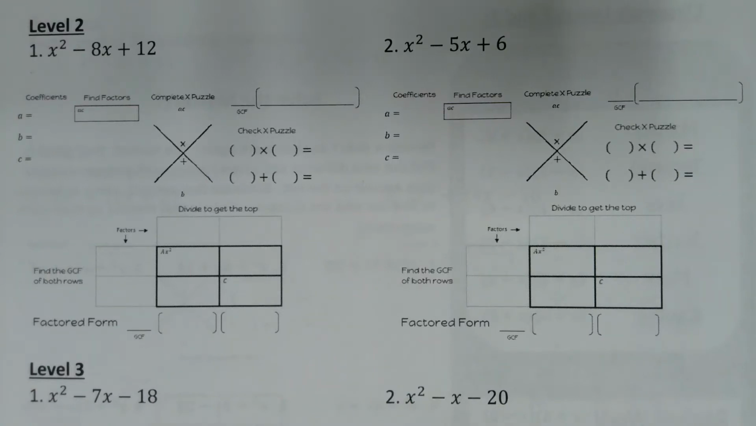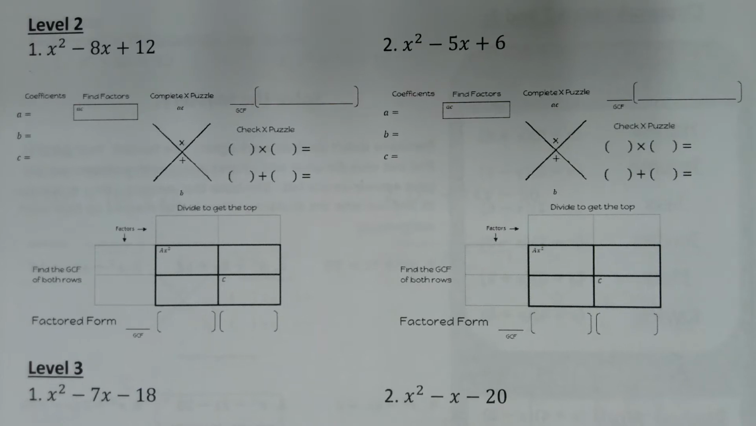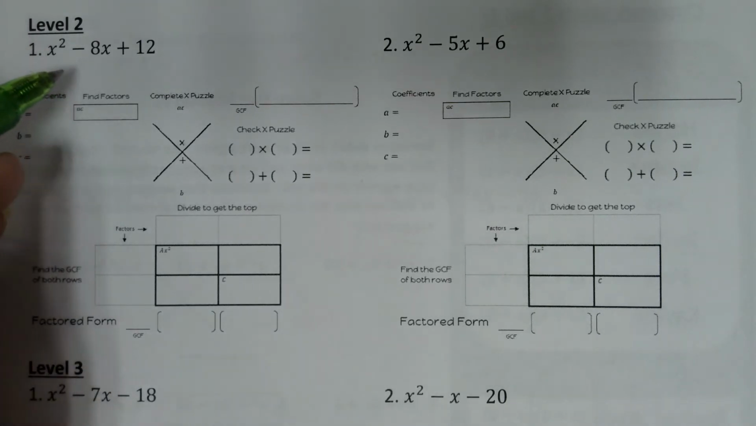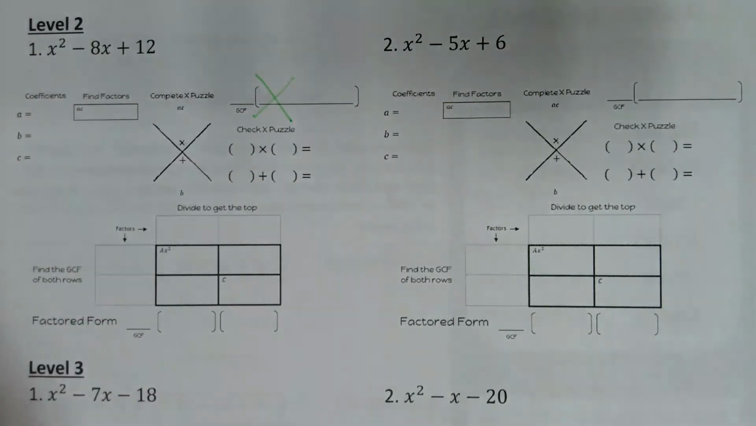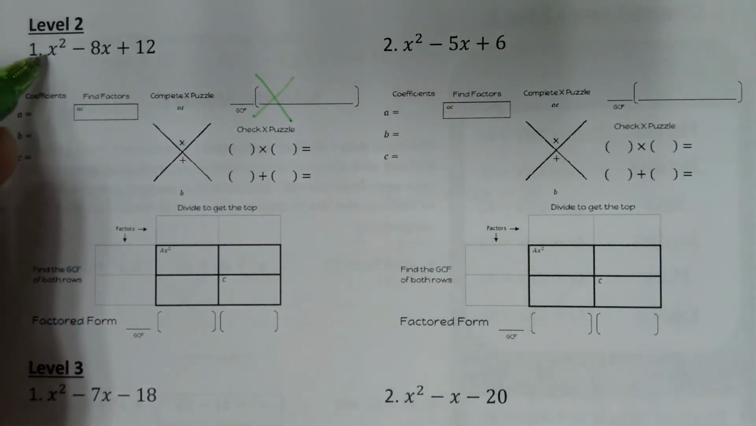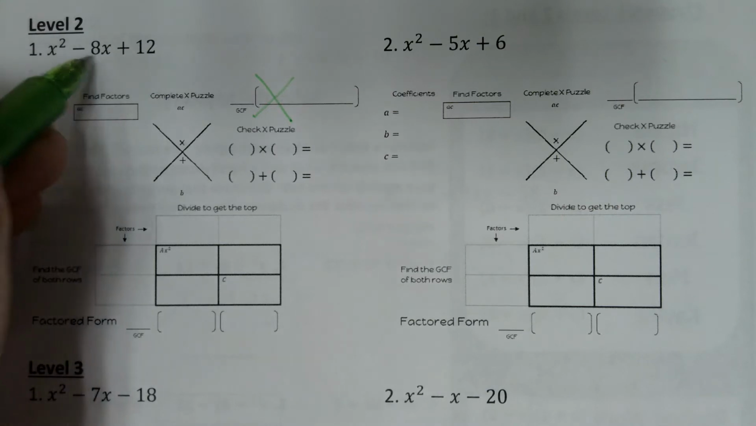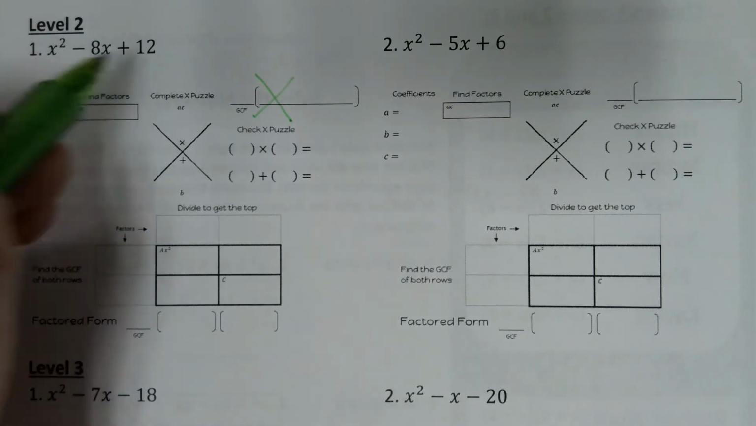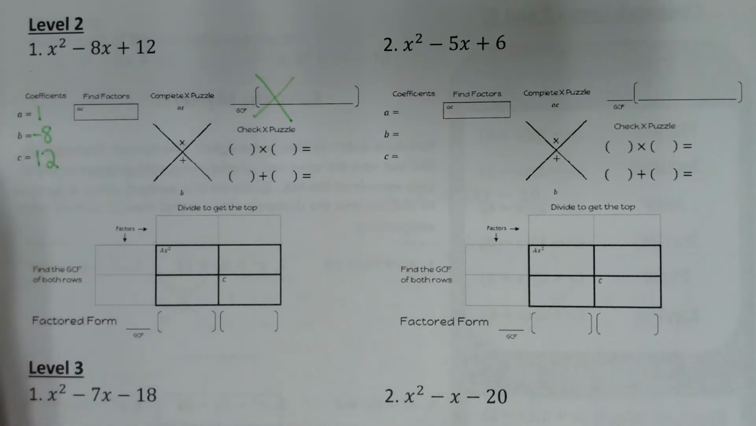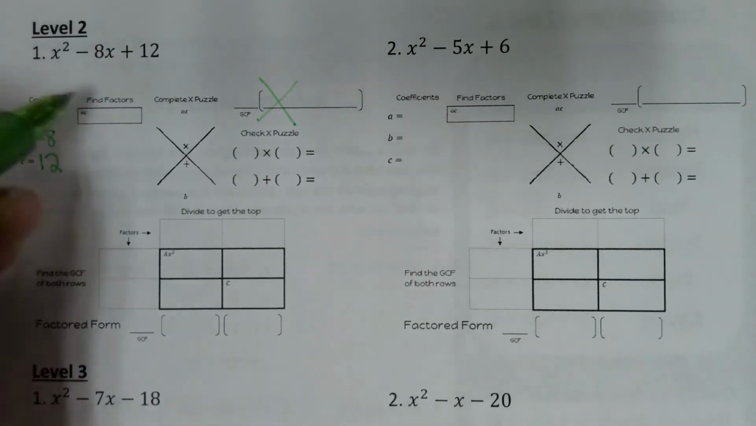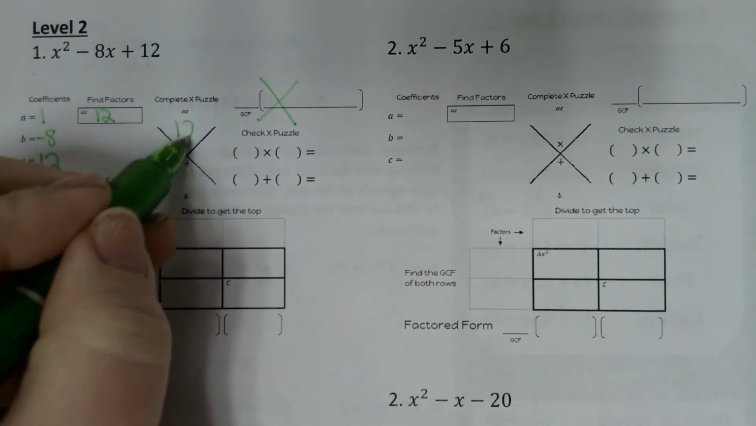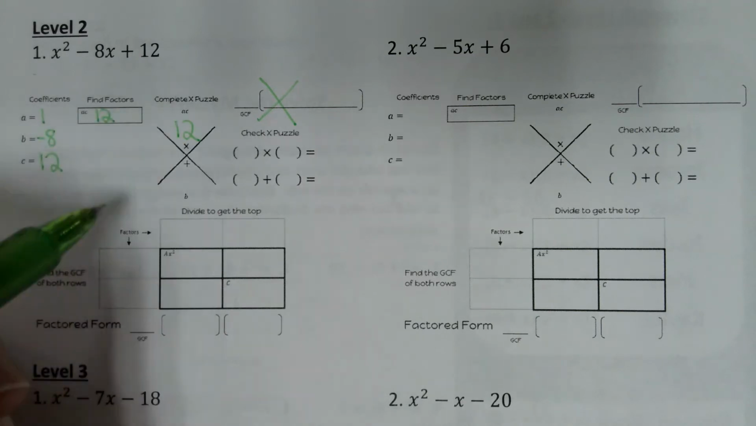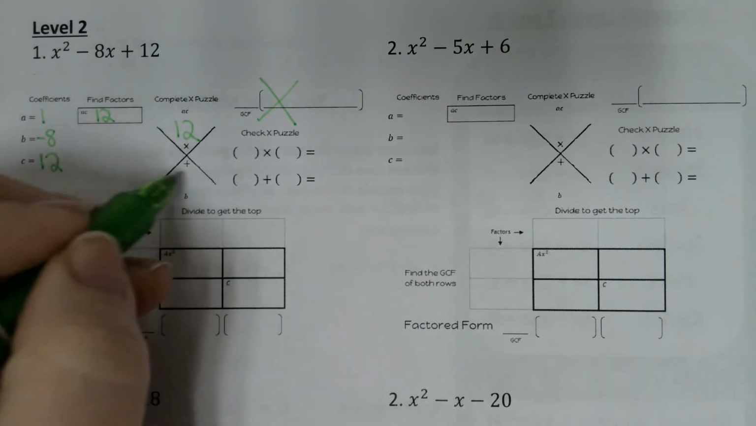In level 2, we're going to introduce positives and negatives, and our middle term will be the negative this time. We still start by taking out something if possible. There's nothing possible, so we don't need the GCF. A is 1, B is negative 8, C is 12. A times C is positive 12. So 12 will make up the top of my box, or my X, and B for the bottom, so negative 8.